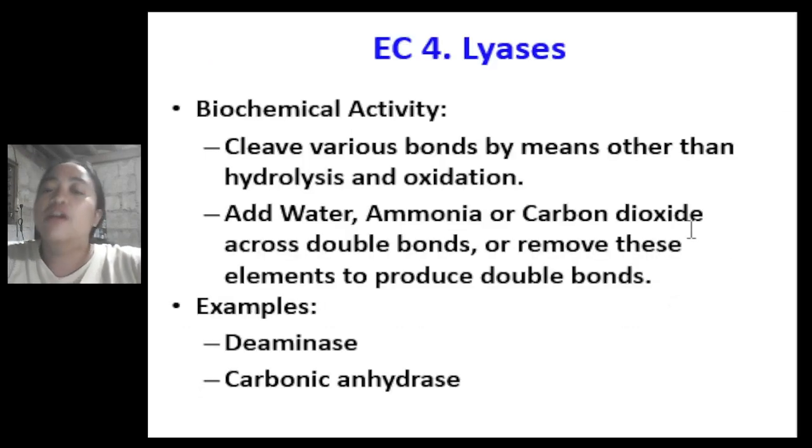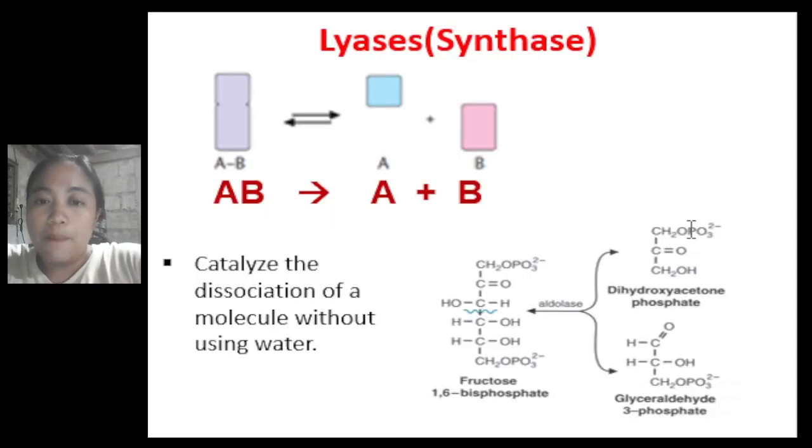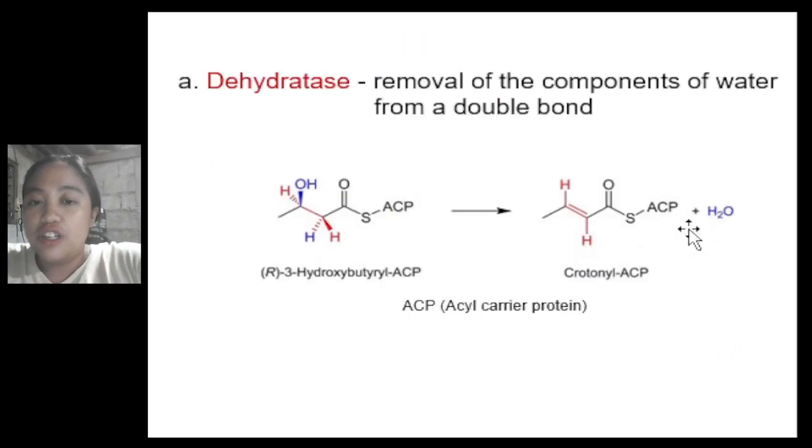The fourth one is lyases. So they cleave various bonds by means other than hydrolysis and oxidation. So these lyases will add water, ammonia, or carbon dioxide across a double bond, or they will remove these molecules, water, ammonia, or carbon dioxide, to produce a double bond. So again, they catalyze the dissociation of a molecule without using water.